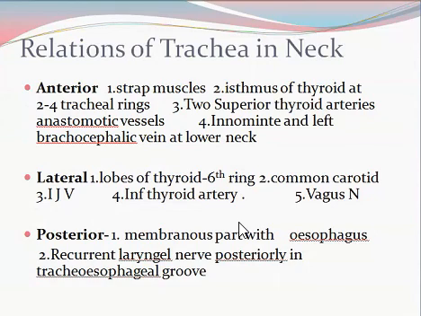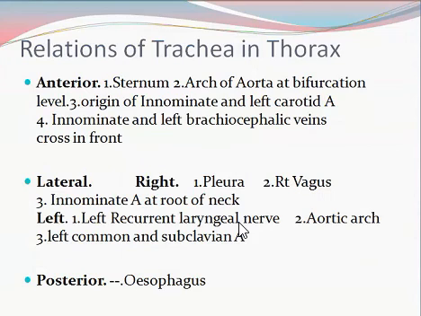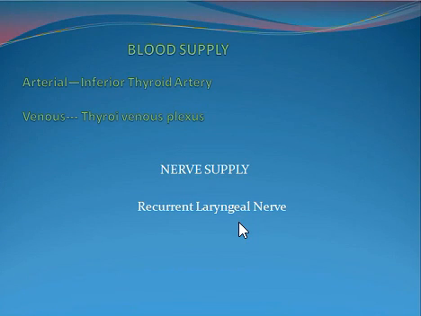Posteriorly, the membranous part is closely related to the esophagus. The recurrent laryngeal nerve, posteriorly, is not perfectly lateral. It goes more posterolateral in the tracheoesophageal groove. This is the area you should take care of whenever you do any surgery for the thyroid or the larynx, or when planning a tracheostomy, which is also very important. The blood supply of the trachea is from the inferior thyroid artery, and the venous supply is from the thyroid venous plexus. The nerve related to the trachea is the recurrent laryngeal nerve.